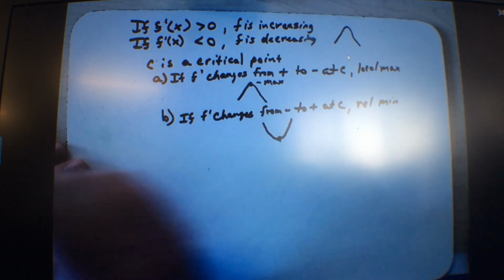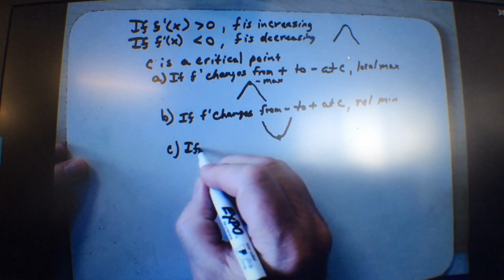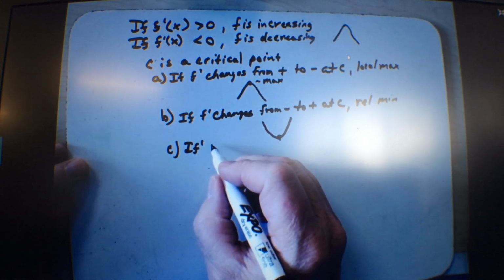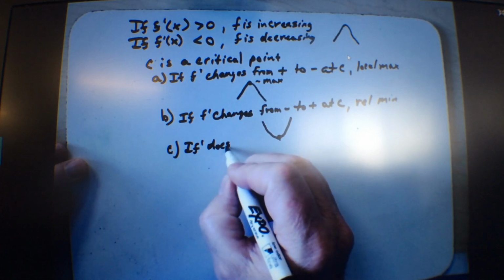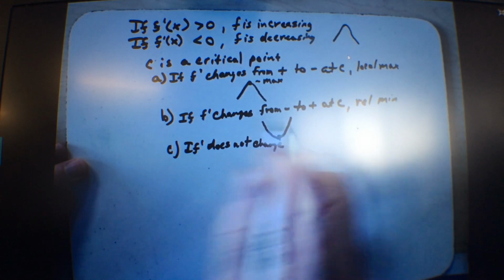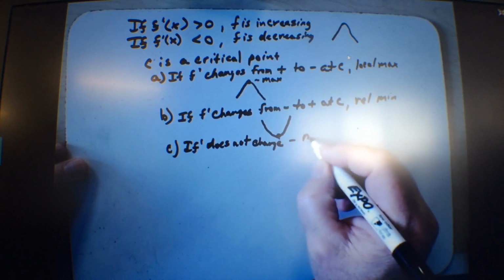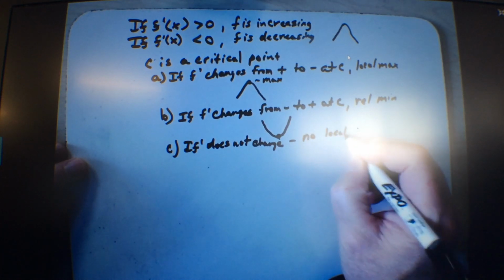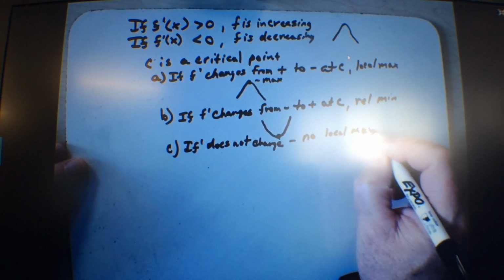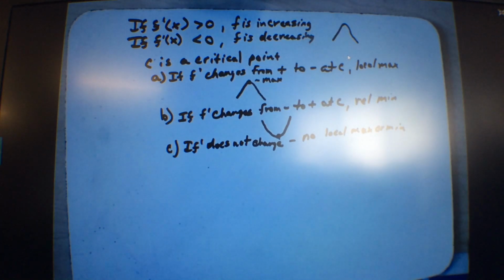Now, if f prime does not change, okay? For example, f prime is positive on both sides or negative, then it has no local max or min. Now we're gonna define this a little better in a minute, okay? But I just want you to understand.